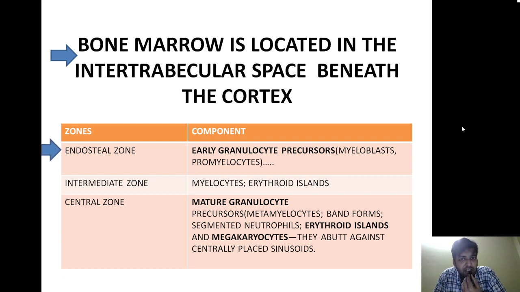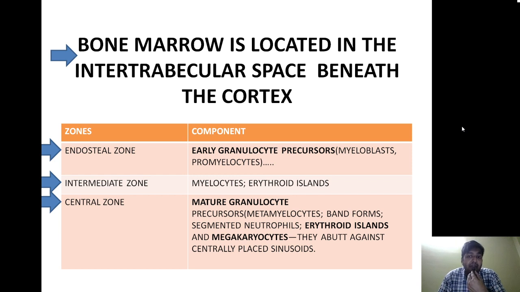The endosteal zone basically contains the early granulocyte precursors like the myeloblasts and promyelocytes. There is an intermediate zone which is composed of maturing granulocyte series like the myelocytes, and the erythroid islands are there. And there is a central zone which is composed of mature granulocytes, with precursors like the metamyelocytes, band forms and segmented neutrophils. So we can say that the maturation of the granulocytes proceeds from the outer endosteal to the central zone. The most immature forms are present at the periphery in the endosteal region, whereas the more mature forms of the granulocytes are present in the central zone.